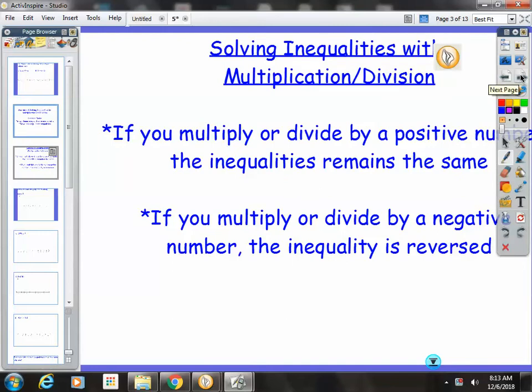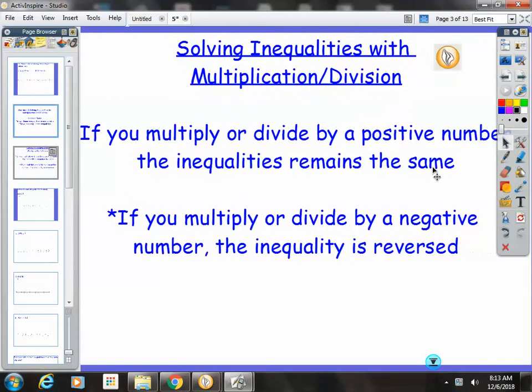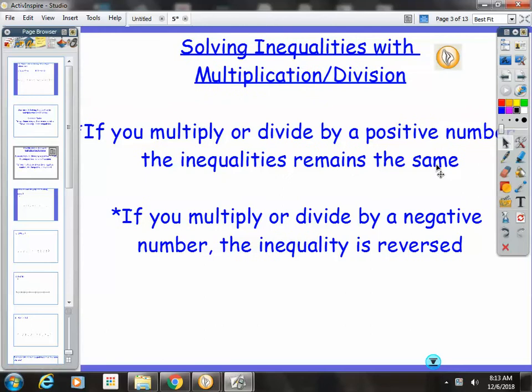There is one special rule you have to know to solve an inequality using either multiplication or division. If you multiply or divide by a positive number, the inequality remains the same. If you multiply or divide by a positive number, nothing changes. However, if you multiply or divide by a negative number, the inequality symbol is reversed.